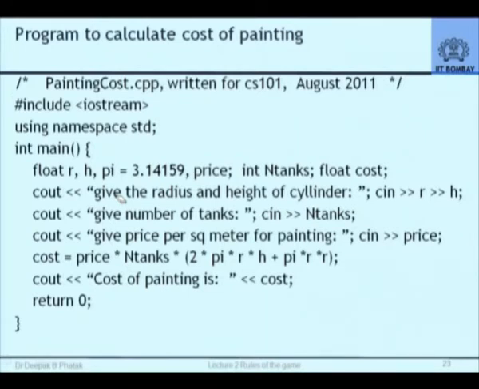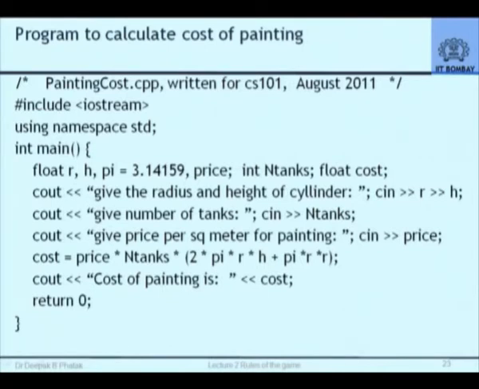The subsequent statements are a series of cout and cin statements. I hope you recall that a cout statement of the first kind will give me a message, give the radius and height of cylinder, and the next statement cin greater greater r greater greater h is equivalent to input r and input h. So two values will have to be given at that point in time when the program starts execution. The next line says give number of tanks, and again I have an input statement which takes n tanks as input.